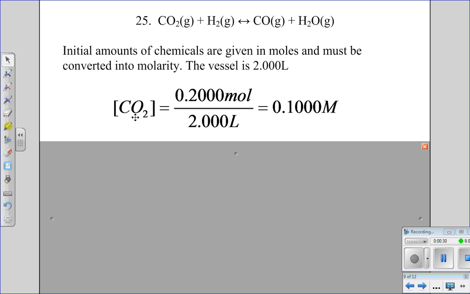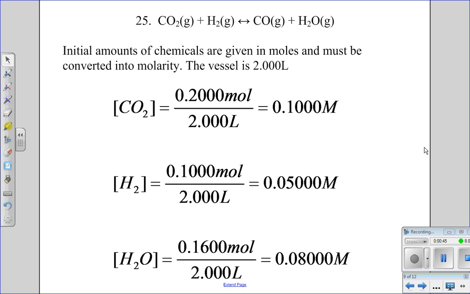The concentration of each of these chemicals that were given will simply be the moles that were given divided by the volume of the container, and that'll give us our molarity. So carbon dioxide, 0.100, hydrogen gas, 0.05000, and water at the beginning, 0.08000. Notice they didn't tell us anything about this one, the carbon monoxide. So that one is going to be 0 at the beginning.